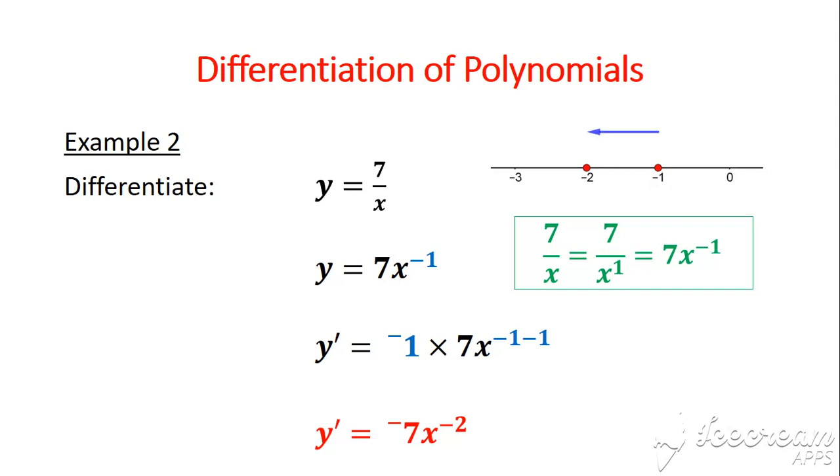And again, we're just going to tidy it up. That x to the power of minus 2 is going to go to the bottom of the fraction and make negative 7 divided by x squared.